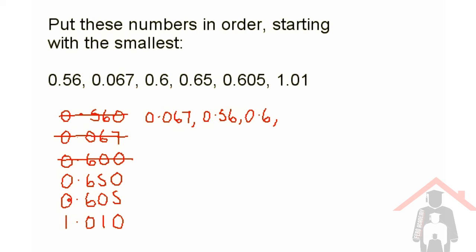Now it's one of these two. Again, I have two 6s, but in the next column I have a 5 or a 0. So this is the smallest one. Now looking here, I have 0 or 1, so this one must be the smallest of those two. And finally, this is the biggest number.